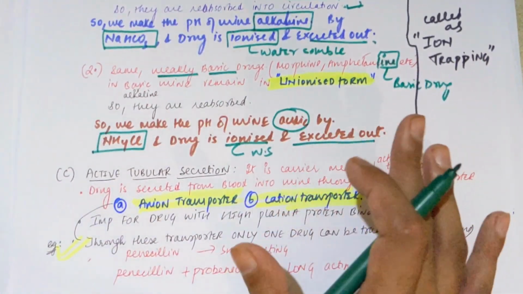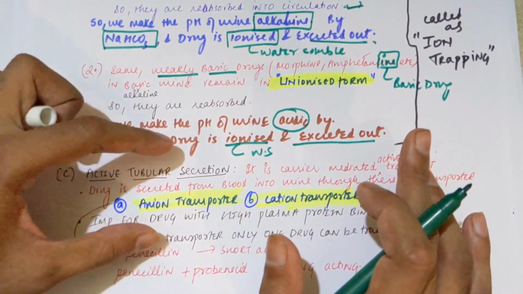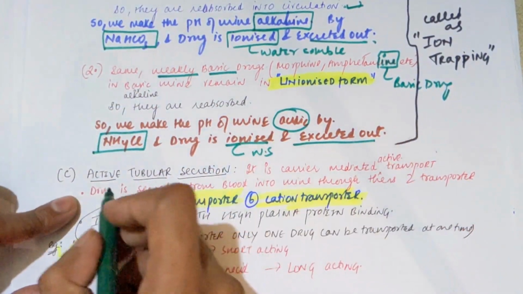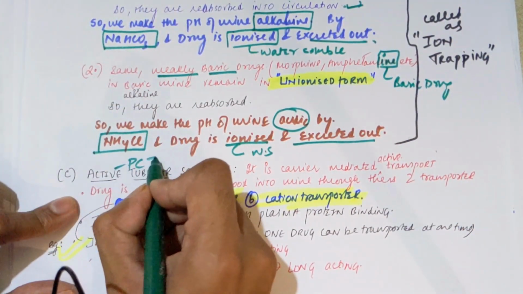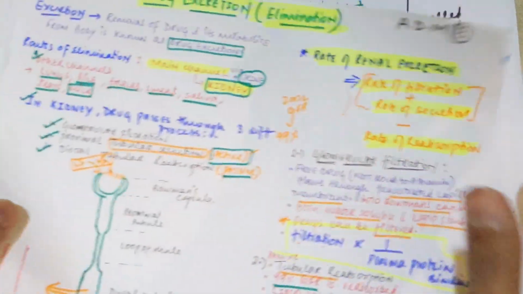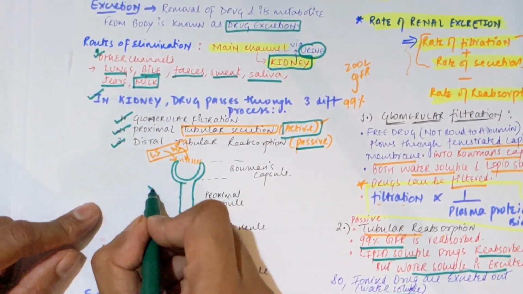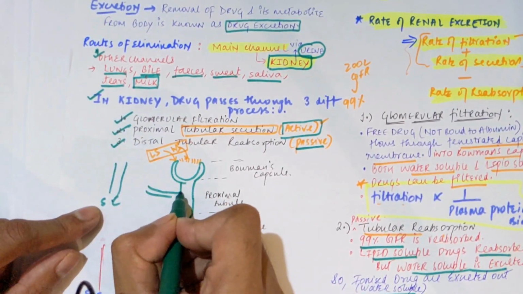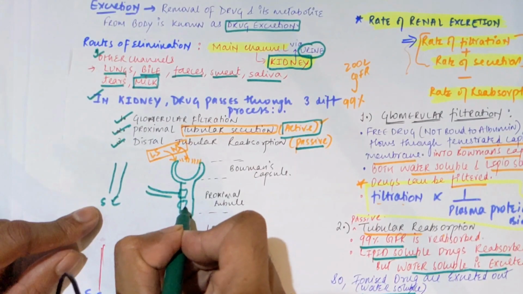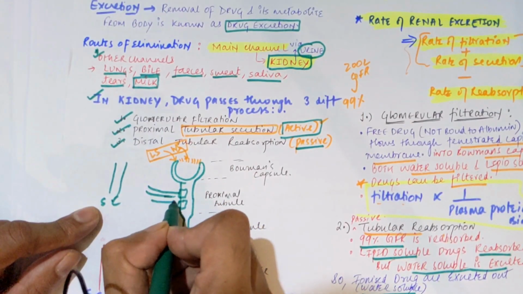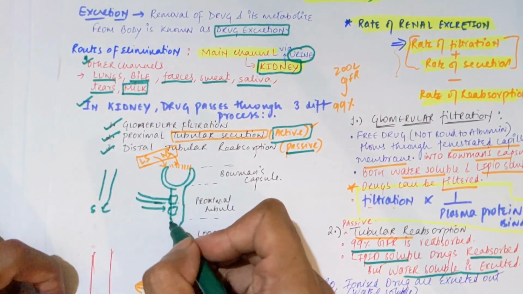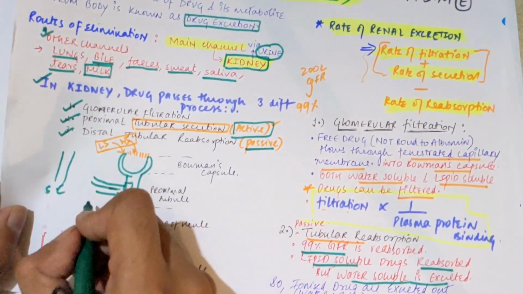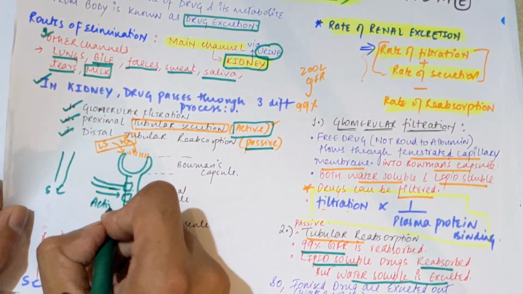Clear? Now the third process which we have is active tubular secretion. Clear? So this occurs in the proximal part, that is the PCT. Here some drugs are directly absorbed from the systemic circulation through the PCT, and here there are some transporters. So the drug will be absorbed through these channels, or transporters. So this is an active process. Clear? That is why it is an active process.